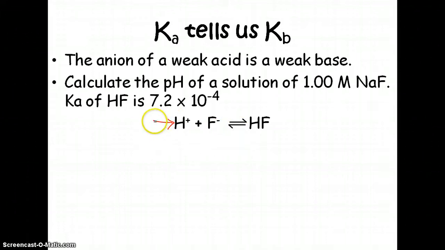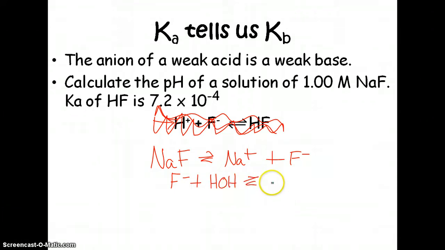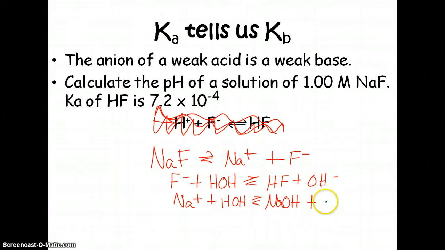Actually, that's not our first step. I don't like that, so we'll just cross it out. All right, so first we're going to write the dissociation equation. So we've got Na plus and F minus. And then you know that you must take each of those and react them with water. So that's going to give us our HF and our OH minus, and then the Na is going to make the NaOH and the H plus.